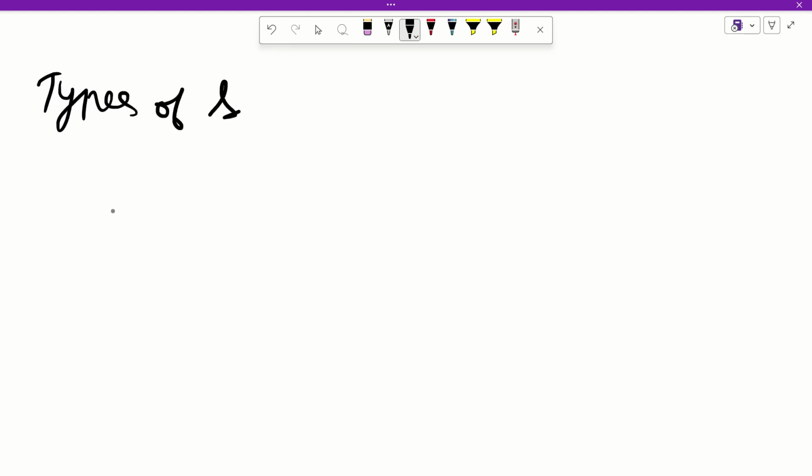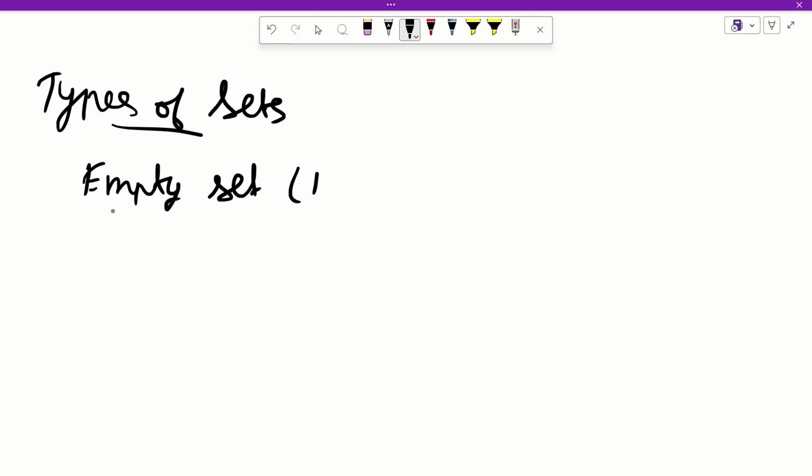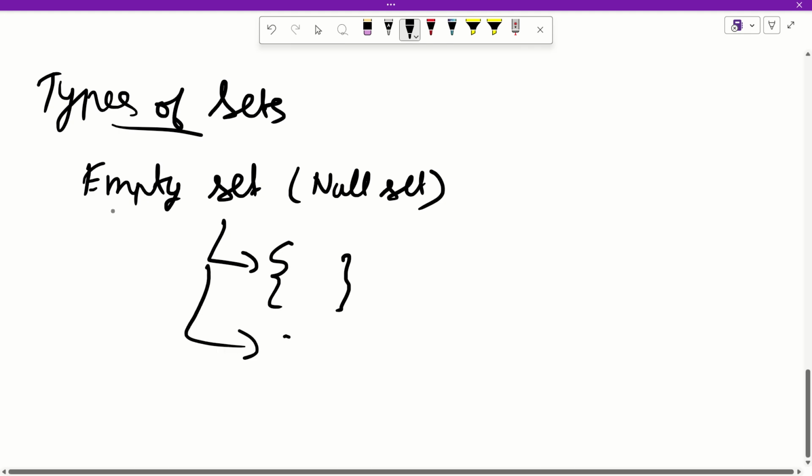Types of sets. Okay. The first one is the empty set. It is also called the null set. It can be represented like this, or like this. For simplicity, everyone represents it like this.